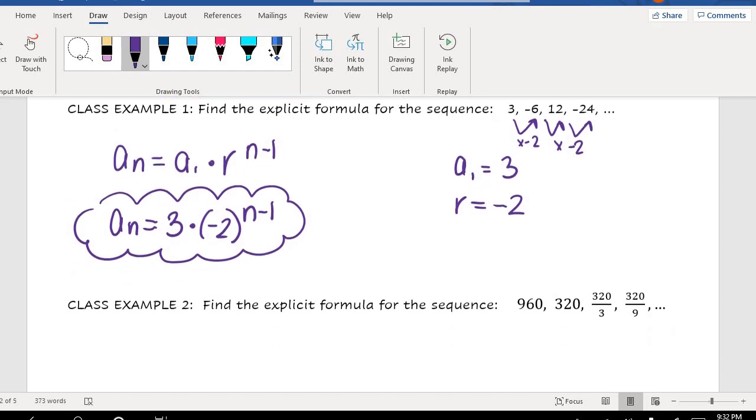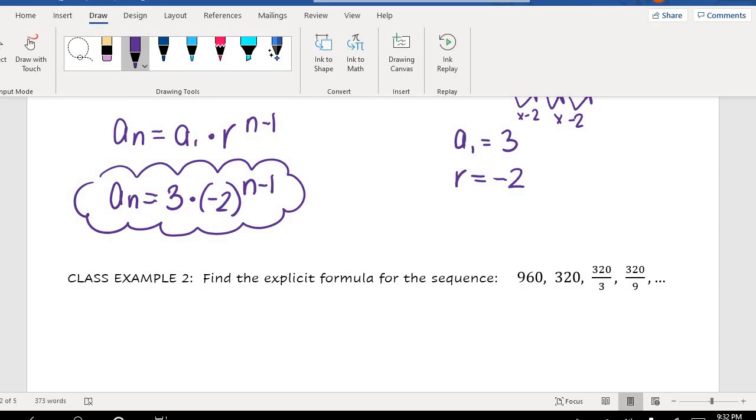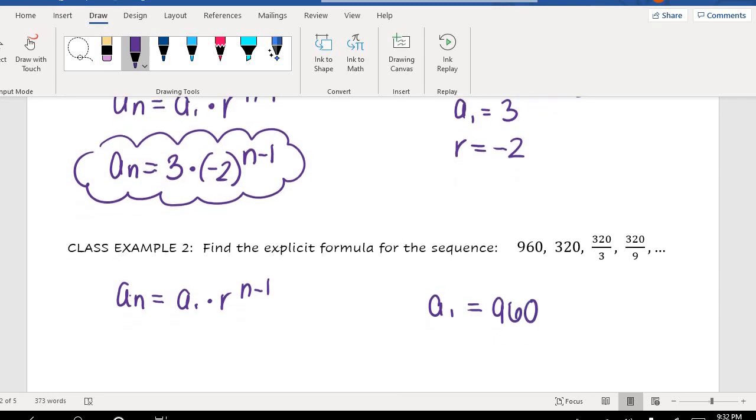All right, let's try one more. Find the explicit formula for the sequence 960, 320, 320 divided by 3, 320 divided by 9. So it's asking for the explicit formula, so we'll write out a sub n equals a sub 1 times r to the n minus 1. That's what's given. Now we need to come up with two things. We need to know a sub 1, which is the first term, 960, and we need to know the common ratio.